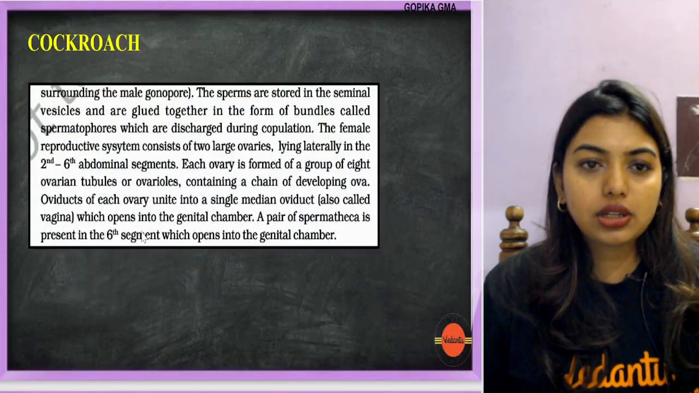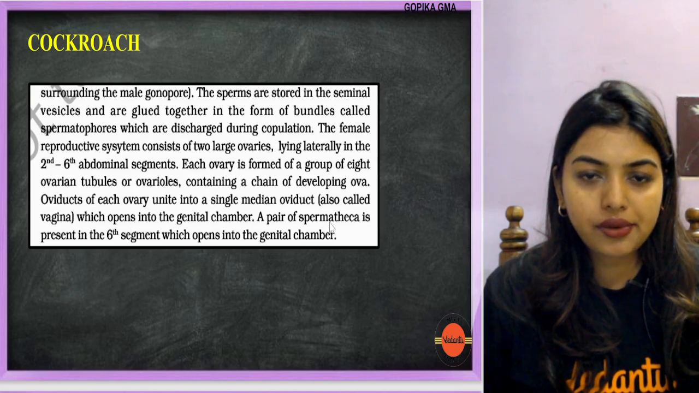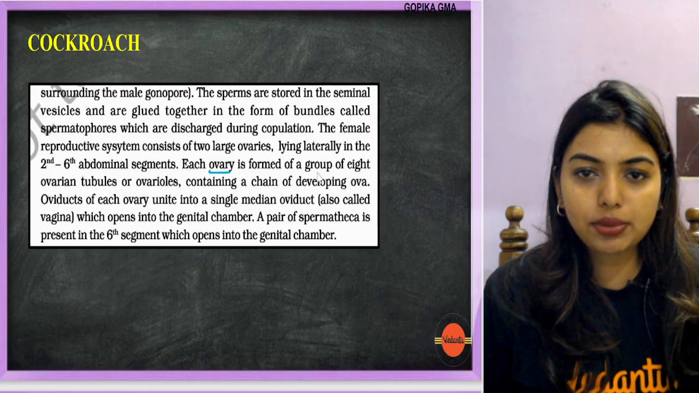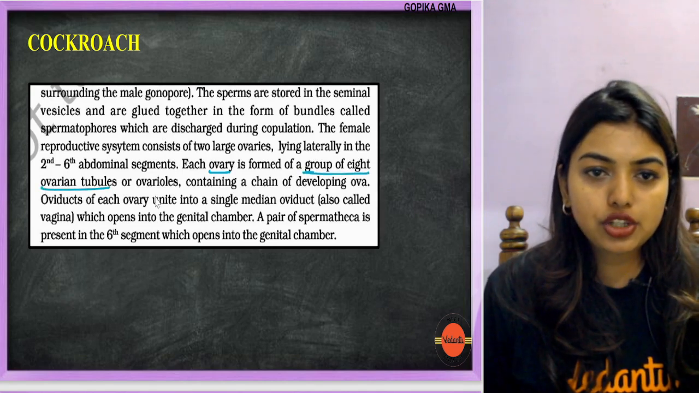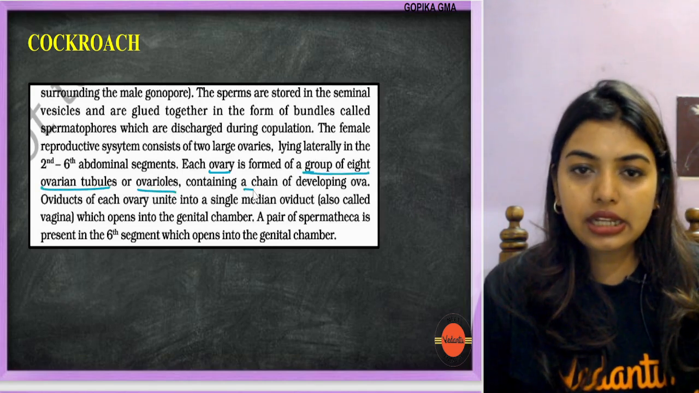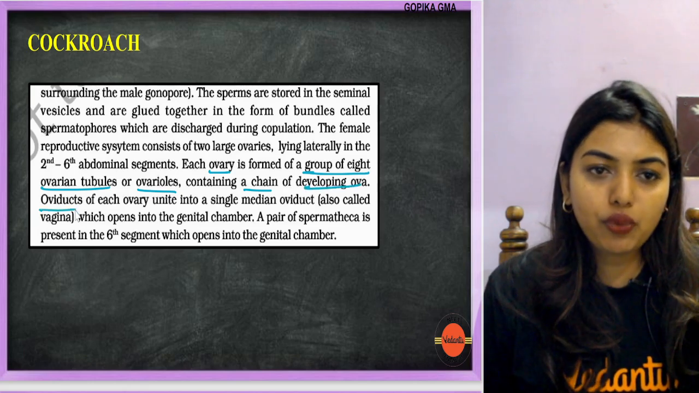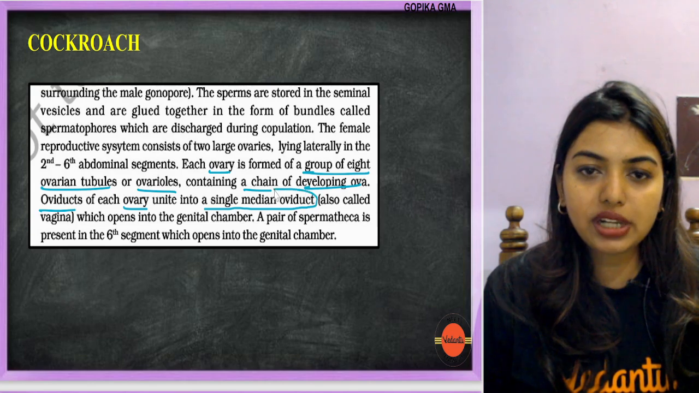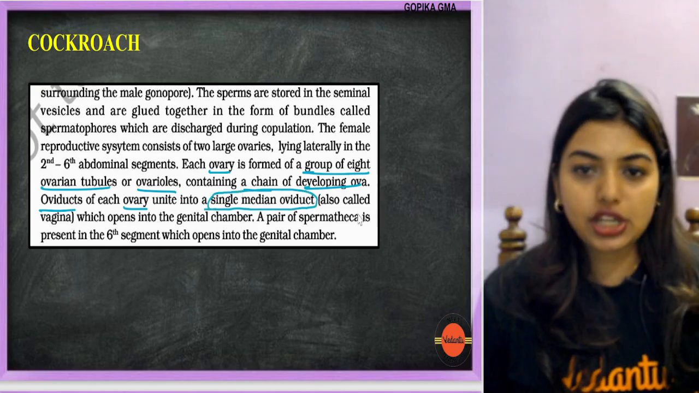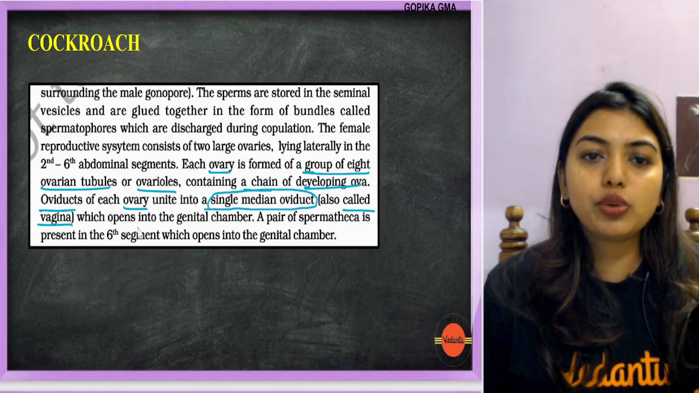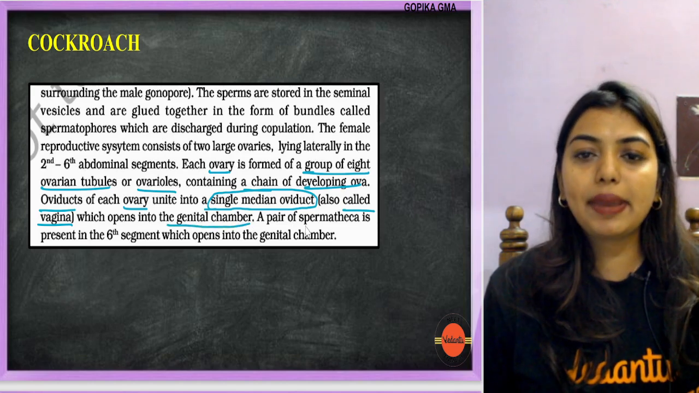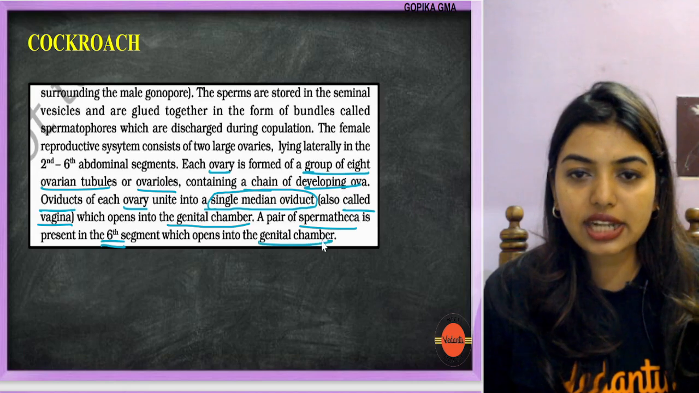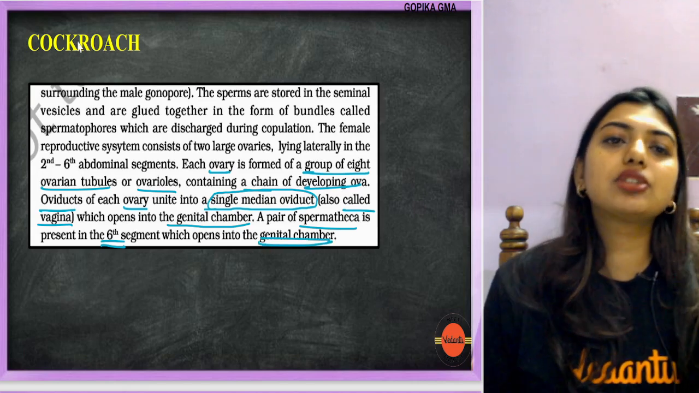Now here the female reproductive system ovary done. Each ovary is formed by a group of 8 ovarian tubules or ovarioles containing a chain of developing ova. Oviducts of each ovary unite into a single median oviduct, which we also can call as vagina, which opens into the genital chamber. A pair of spermatheca is present in the 6th segment, which opens into the genital chamber. Now all my students will have confusion.